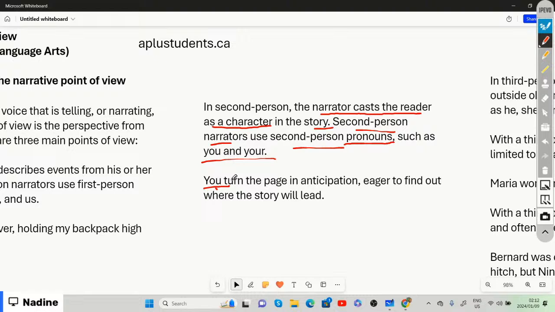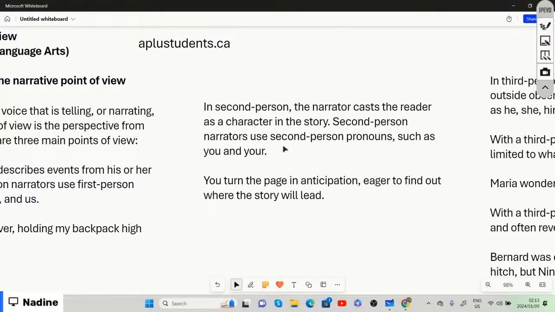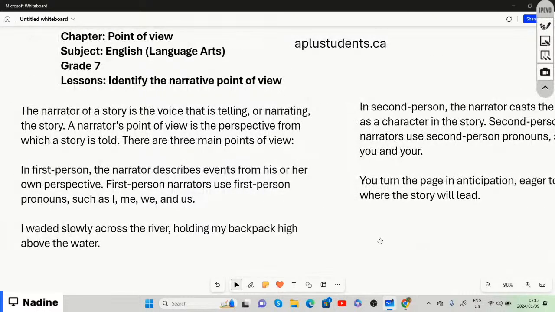Right? So that is within the second person. Then we have the third person, right? But before we go into the third person, remember, just to go a bit back, we say that the narrator of a story is the voice that is telling or narrating a story, right?